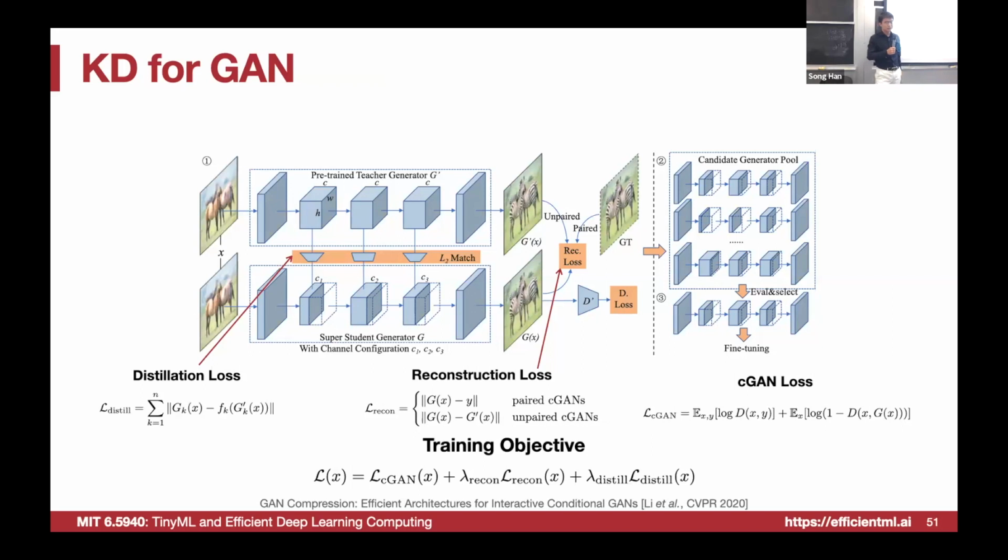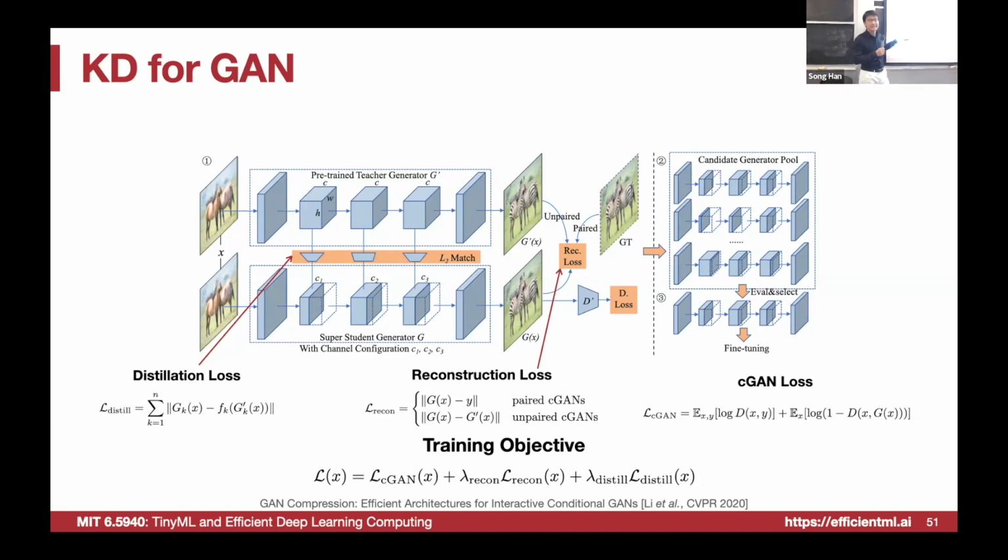And also knowledge distillation for GANs. This is from my students' work called GAN compression. For GAN, we have this GAN loss, just like we mentioned. The generator tries to fool the discriminator, and the discriminator tries to distinguish whether it is real or fake. So that's a regular GAN loss, cGAN for conditional GAN.